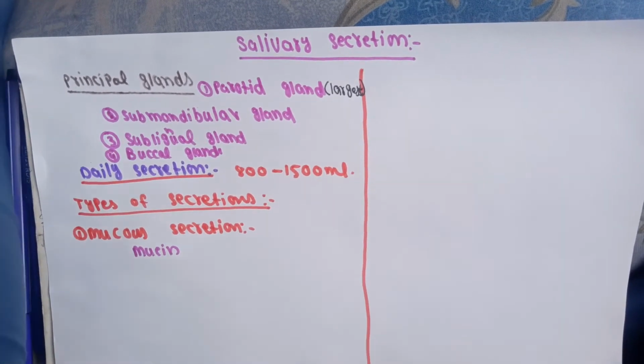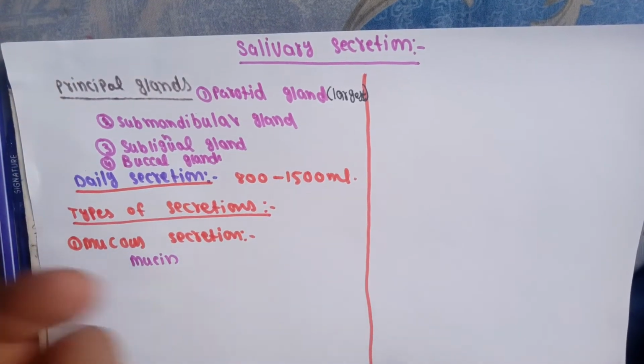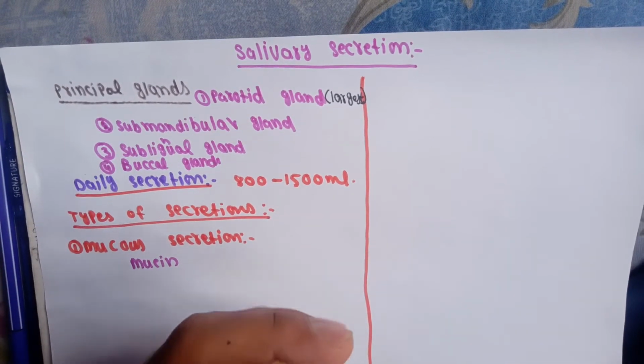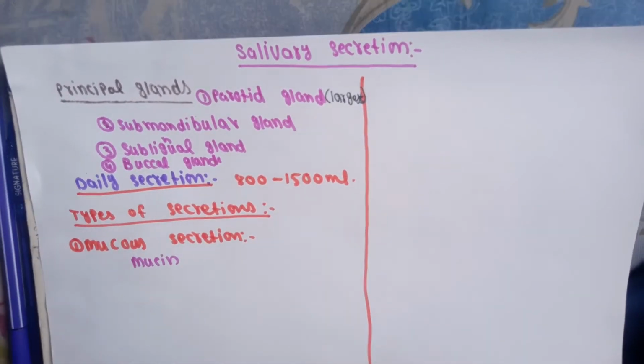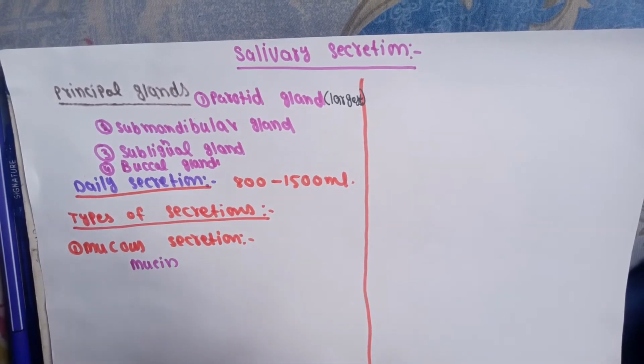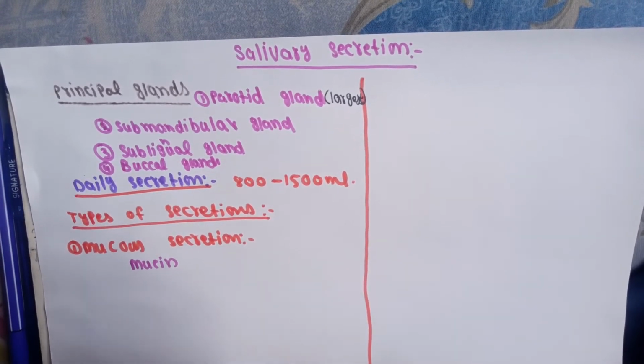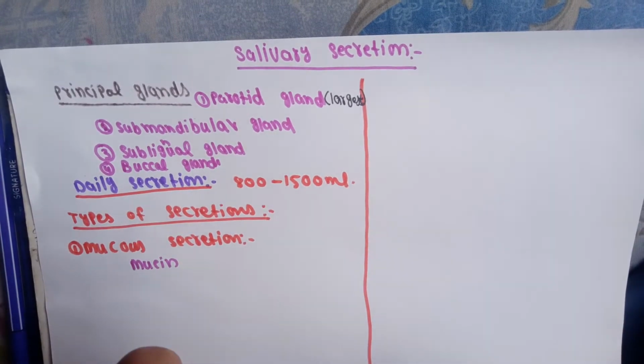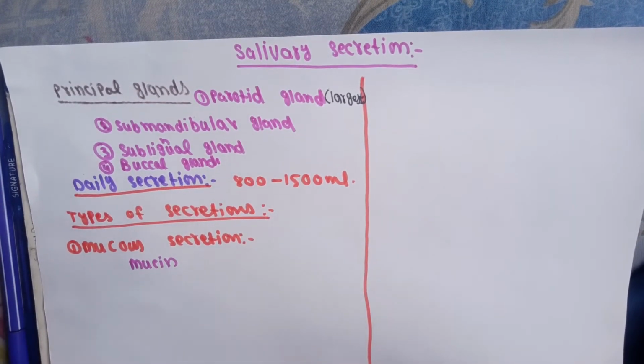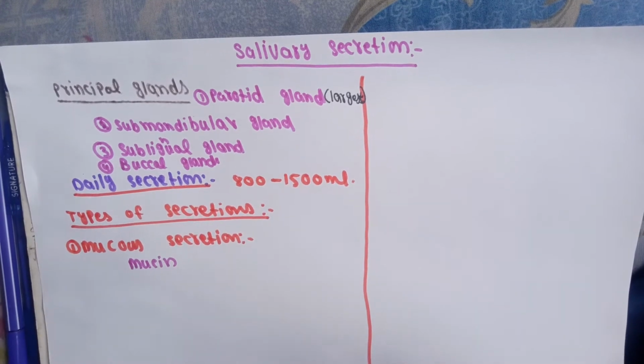When food comes into our mouth, the oral cavity, it is chewed by the teeth and mixed with the mucin. So mucin helps in protection and also functions as a lubricating agent.